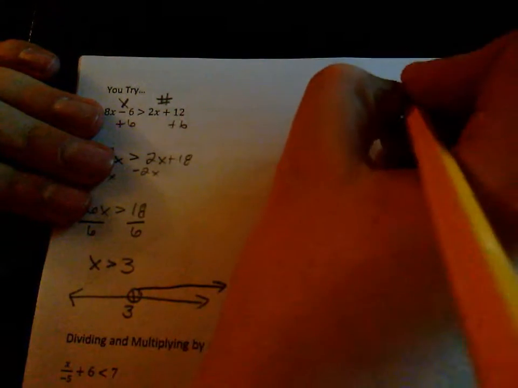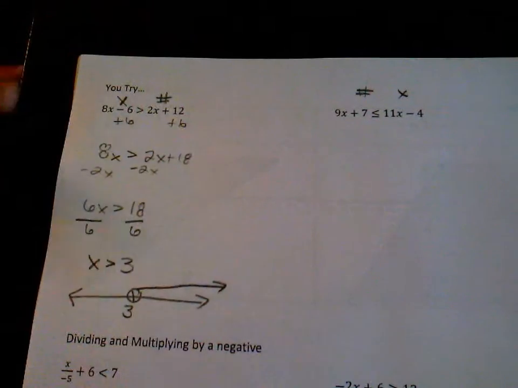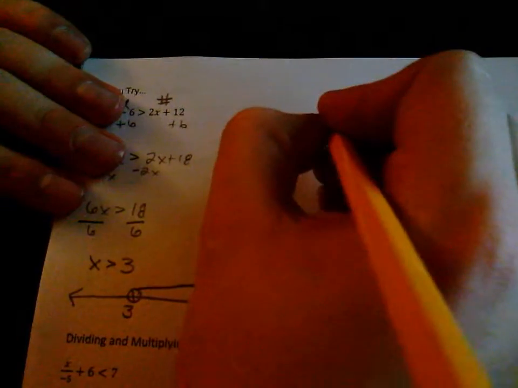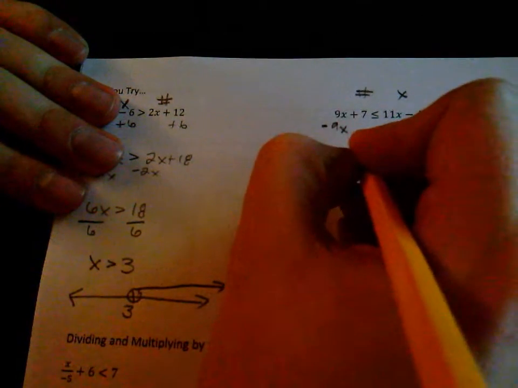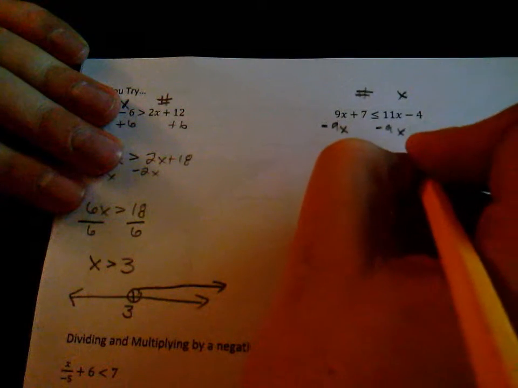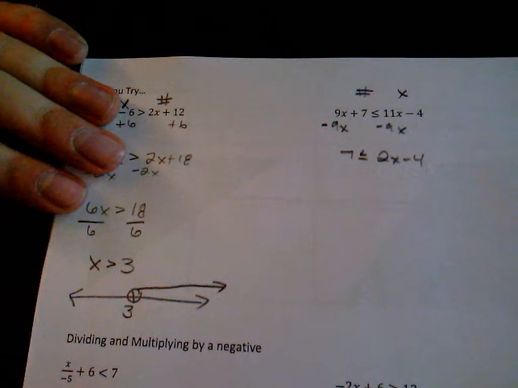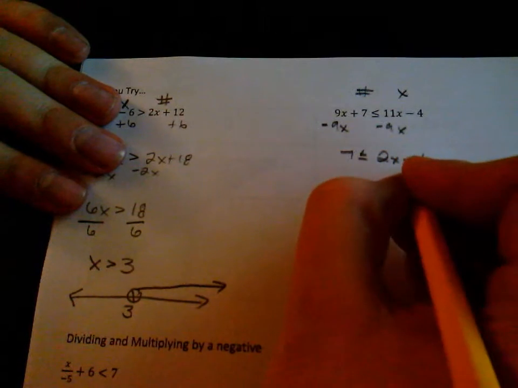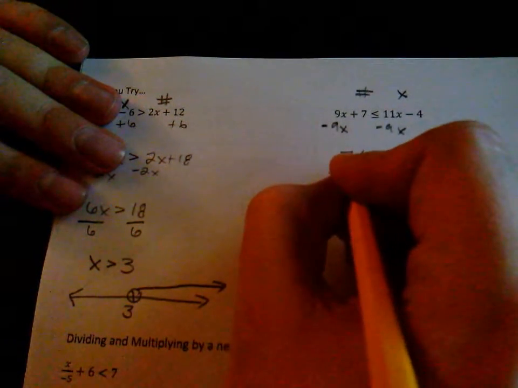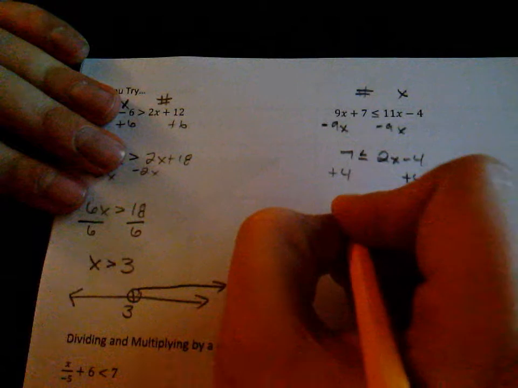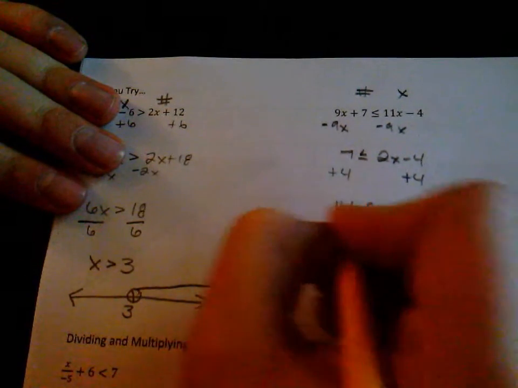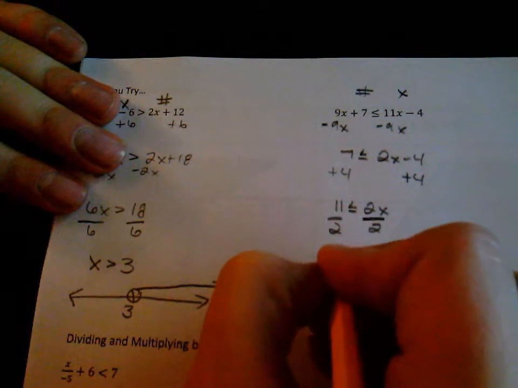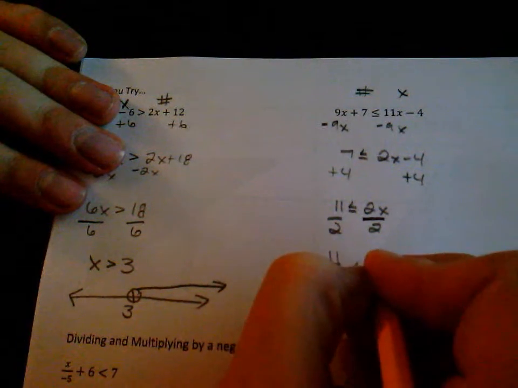Same thing over here, x house, number house. First get rid of the 9 out of the number house. We get 7 is less than or equal to 2x minus 4. Then we add 4 to both sides. You get 11 is less than or equal to 2x. Then you divide by 2. So you get 11 over 2 is less than or equal to x.